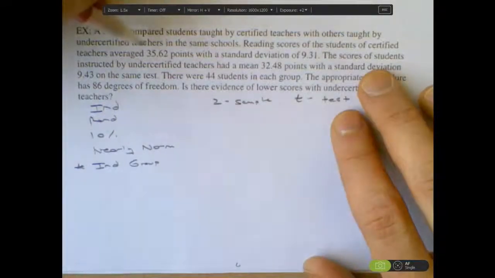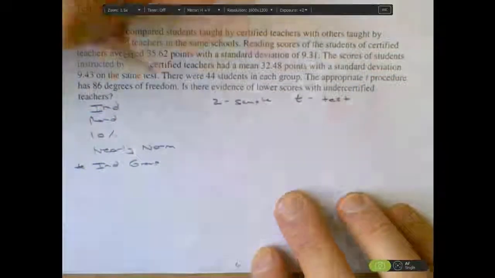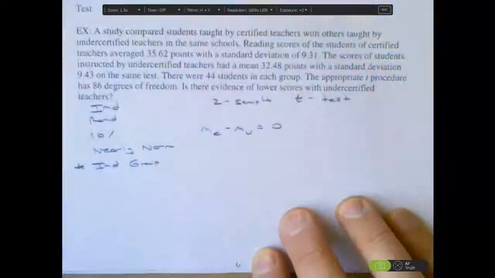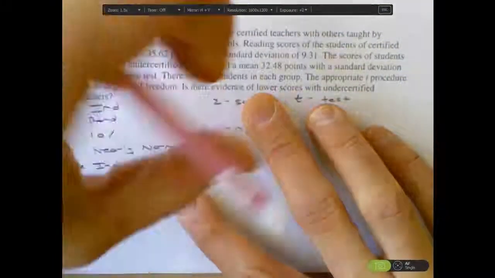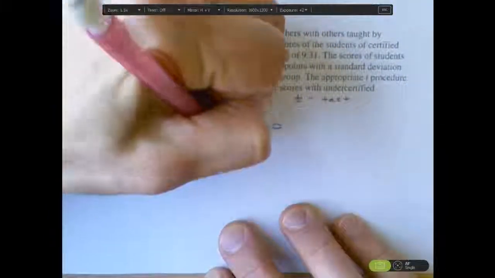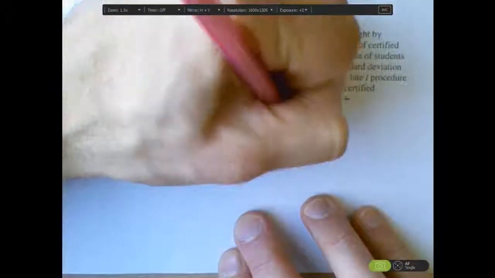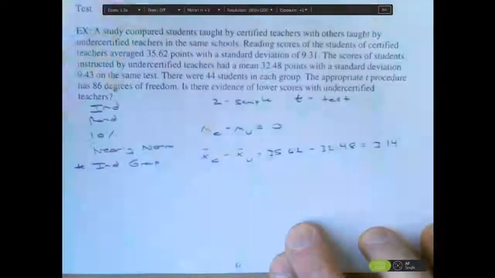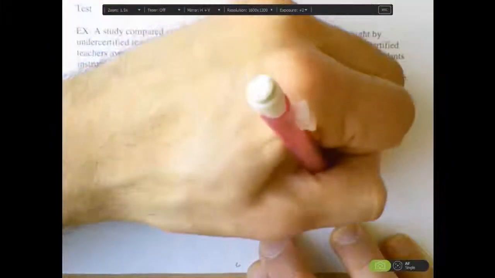We're looking at reading scores of certified and uncertified teachers. So my claim is going to be certified minus uncertified, that there is no difference. I have some sample data. My sample mean from certified minus uncertified. So certified teachers, students had a score of 35.62 minus 32.48. So that's going to give me a difference of 3.14. So I'm going to have a test statistic. I'll come back and fill in the degrees of freedom.